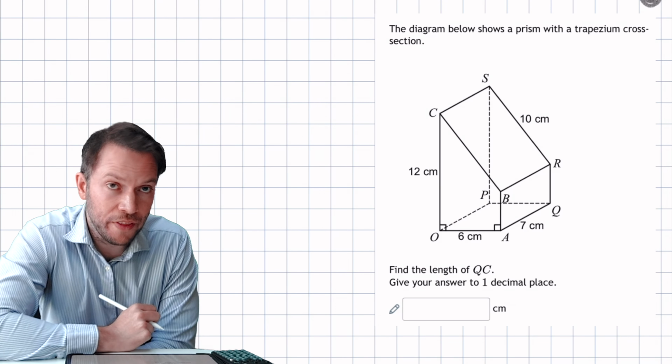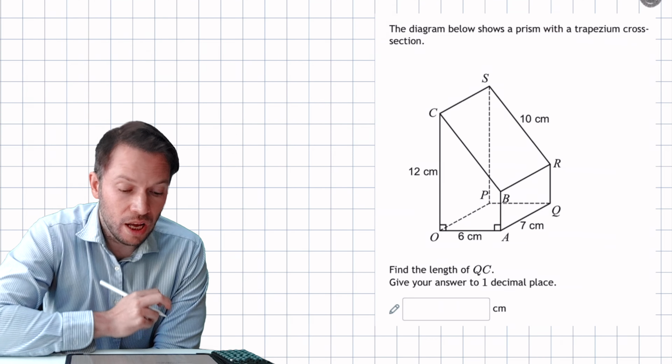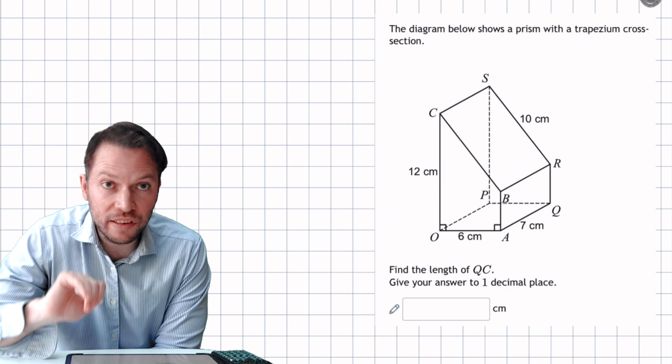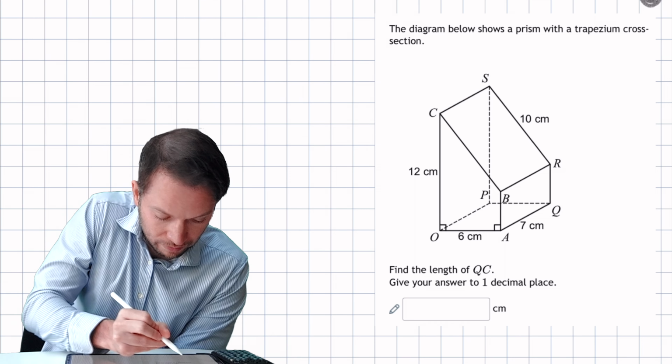Hi, in this video we're going to find the length of a space diagonal of a prism. And by space diagonal, I mean a diagonal inside the 3D shape. So let's just draw it out. We want to find the length of QC.